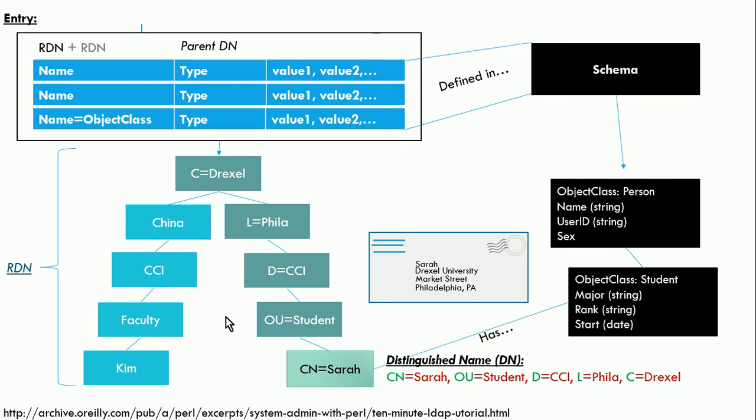So a distinguished name, or in this case Sarah, has a major, she has a rank, she has a start date because she's a student. And because a student is part of the OU person, she also has a sex, a user ID, and a name. And because that's part of the department, she also has a department. And because that's part of a location, she also has a location name. And then, of course, she's part of the Drexel hierarchy. So that's a little bit about how LDAP works.